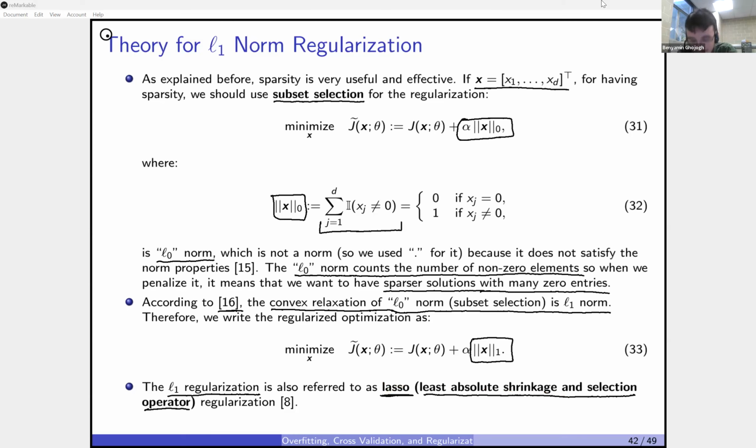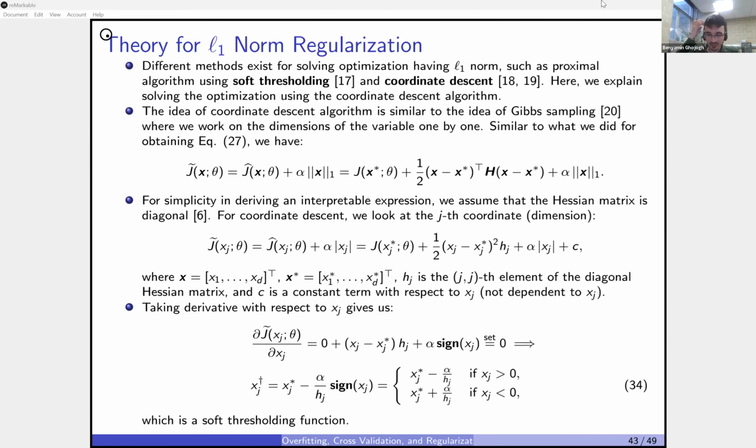Okay. Theory for L1 norm regularization. Let me rest a bit and I will come back. Okay.